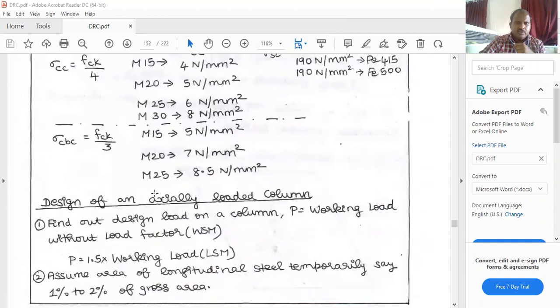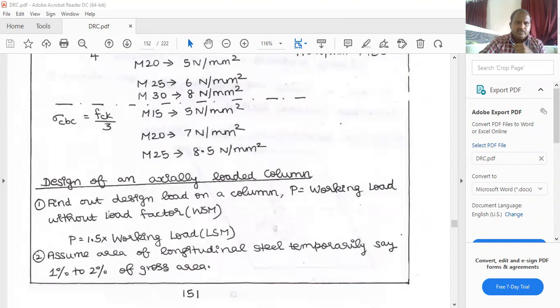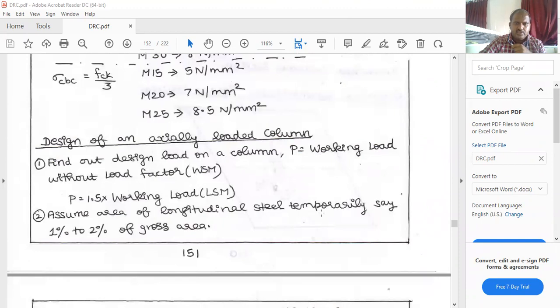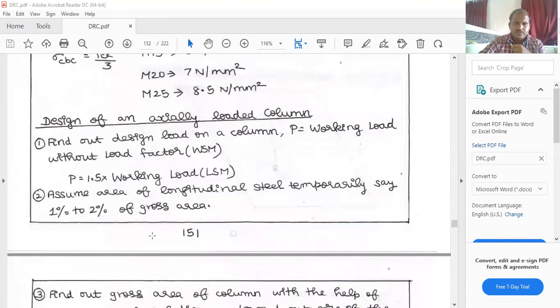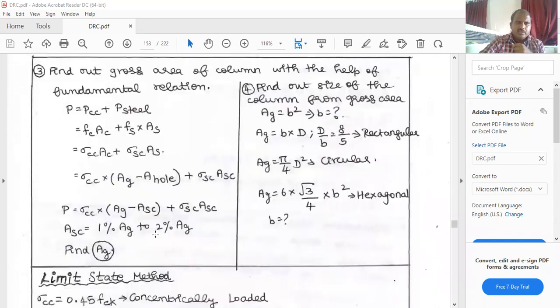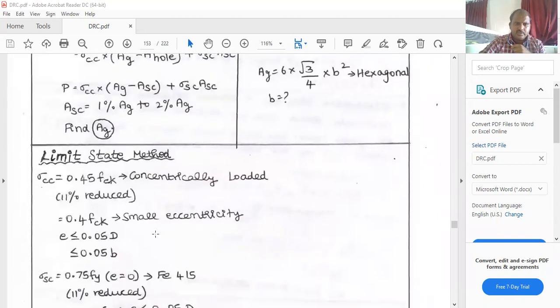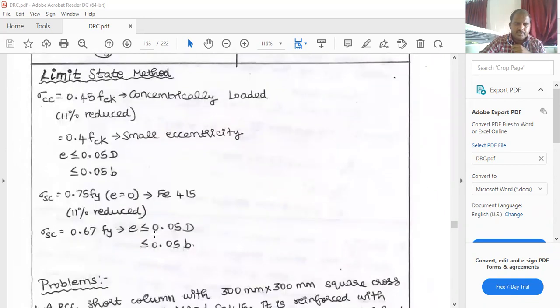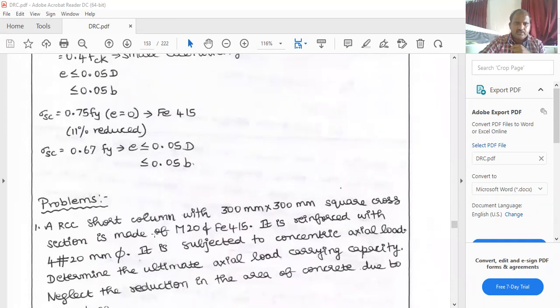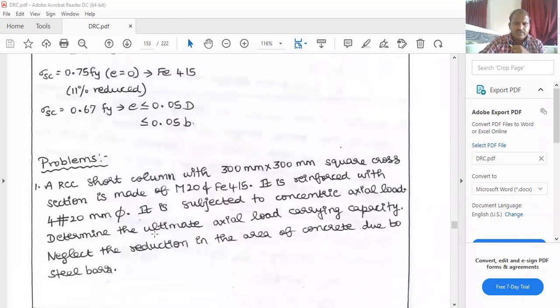So first one is design of an axially loaded column. That is, we have to find out the design of the loaded column. P is the working load without load factor, and assume the area of the longitudinal steel temporarily, say 1% to 2% of cross-section area. And the third one is the limit state method. These are some pictorial examples of problems. This one is a problem. So next we are going to see the problem.